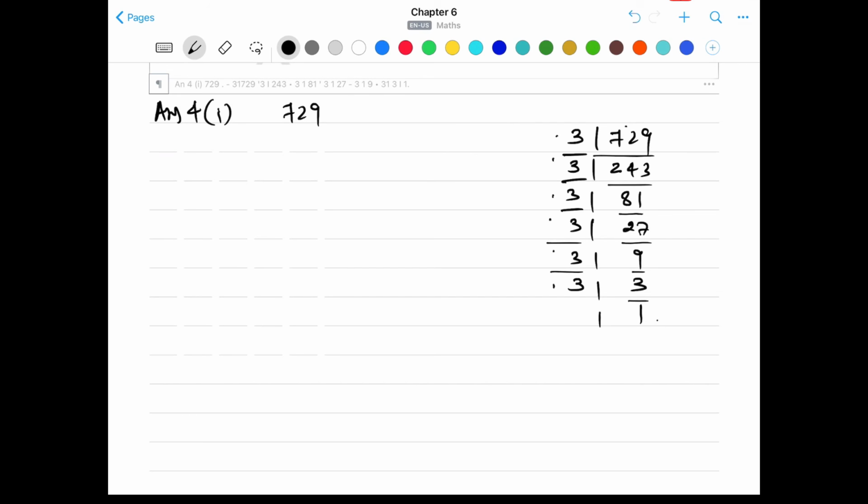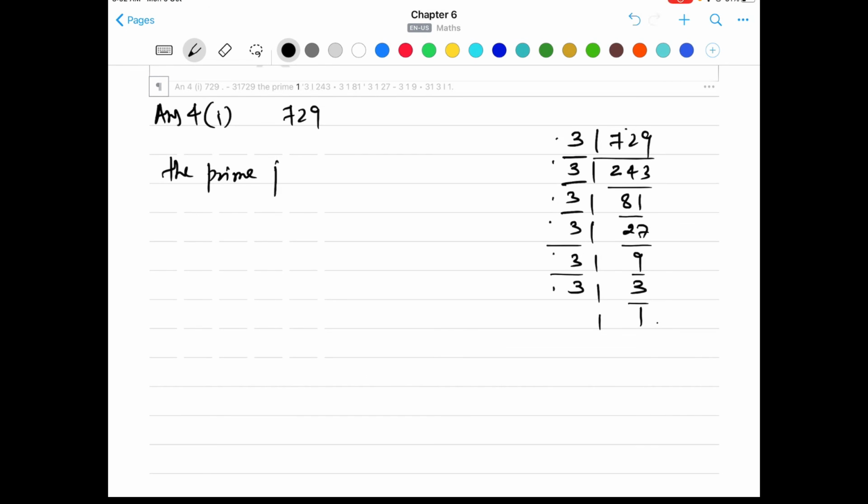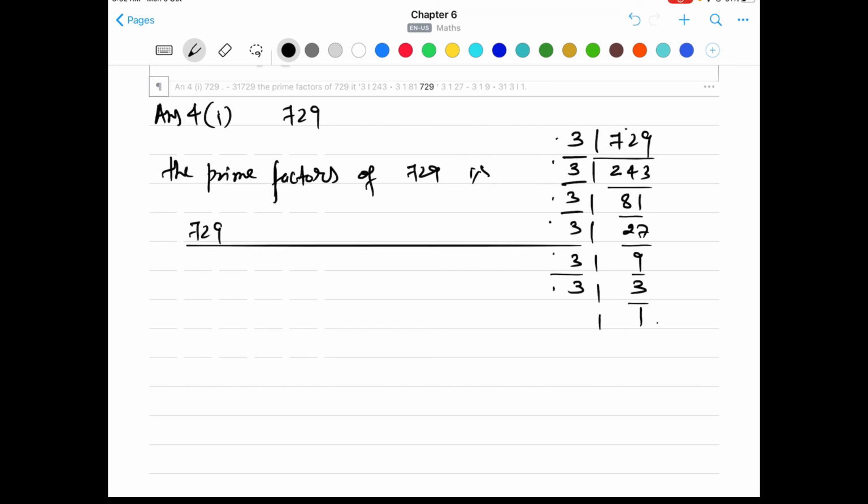Okay, that means the prime factors of 729 are, so we'll write 729 equals to the prime factor which is 6 times 3, that is 3 into 3 into 3 into 3 into 3 into 3.